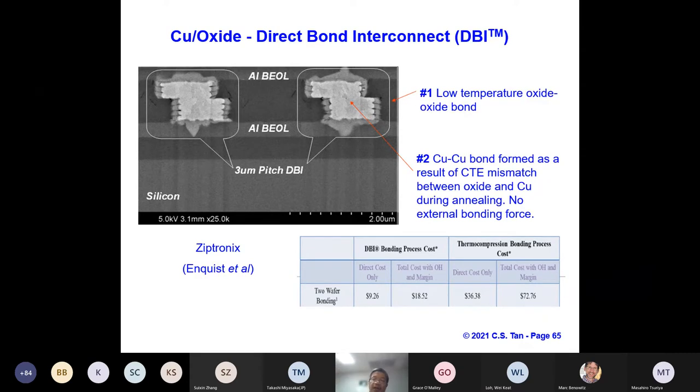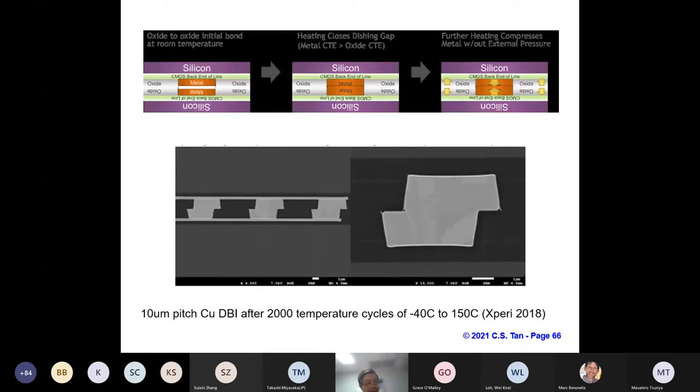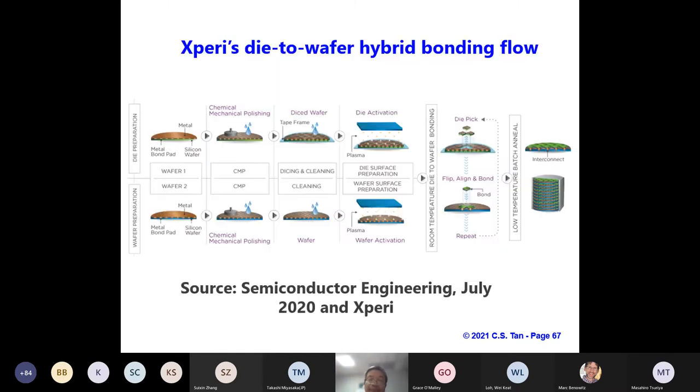Now obviously the company took it much further, and they came out with quite a number of demonstrations. These are some of the results from Xperi, right? They show that it is applicable to copper, and the reliability in fact is quite good if you know how to control things properly. I will talk about some of the challenges later on, but this is definitely something very amazing. So this technology is already licensed to quite a number of companies, right?